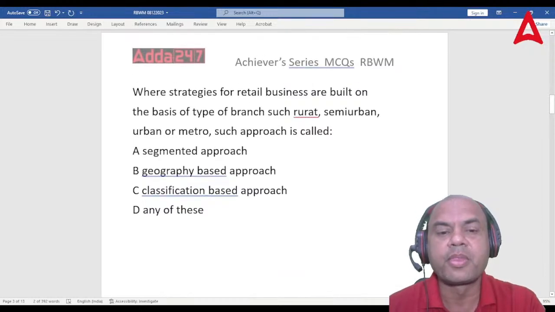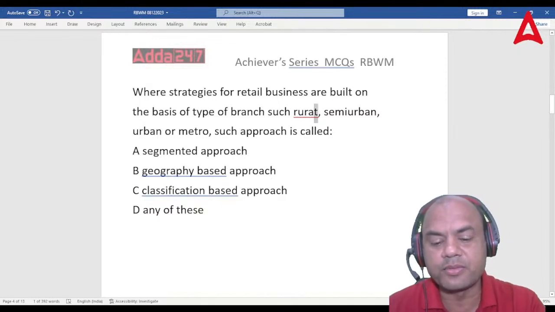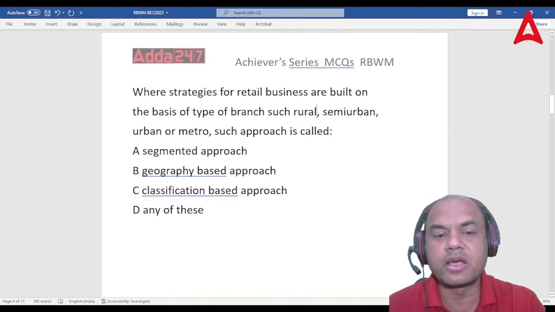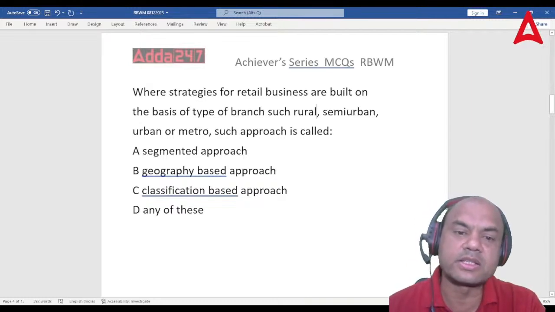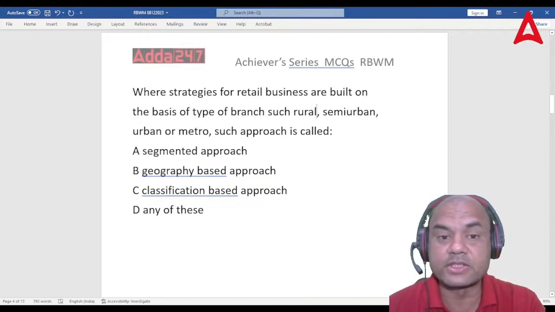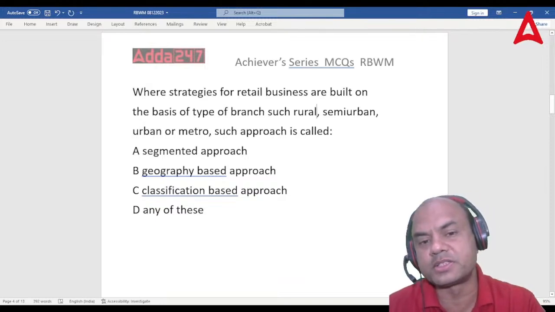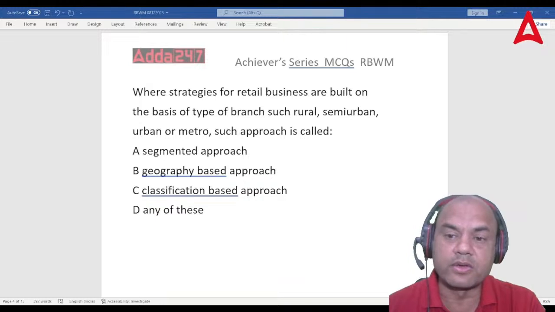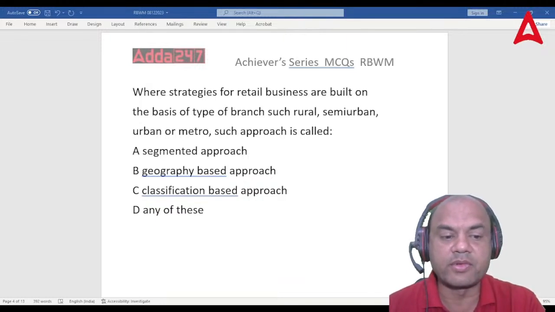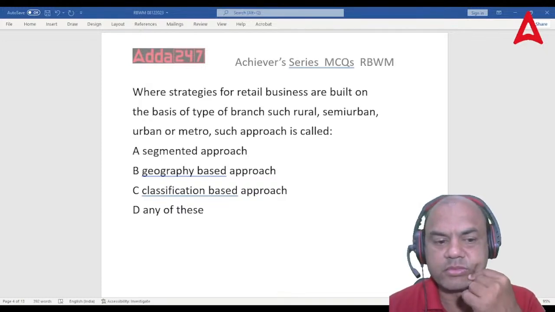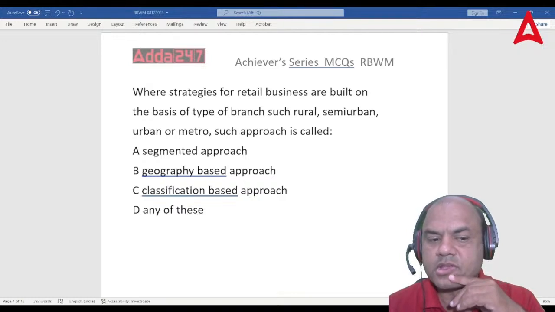Second one: where strategies of retail banking are built on the basis of type of the branch, such as rural, semi-urban, urban, metro. Such an approach is called as, this also I had cleared: segmented, geography based, classification based, any of these. Now think over it. Everyone think over it. What do you say?